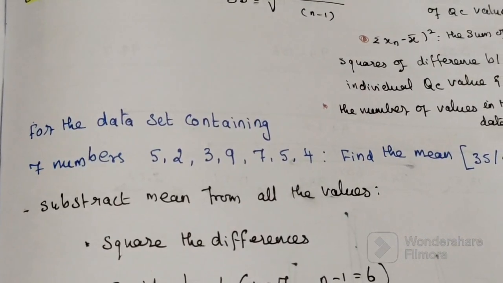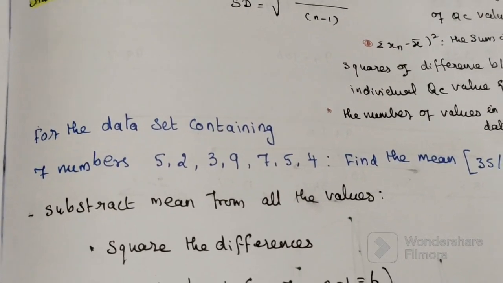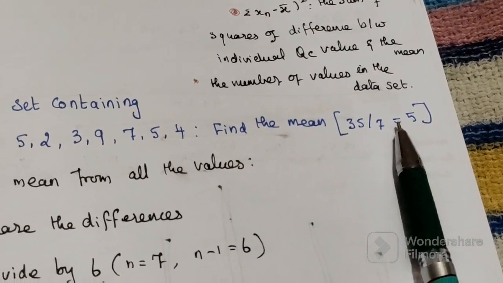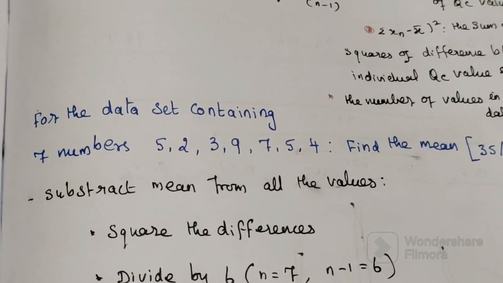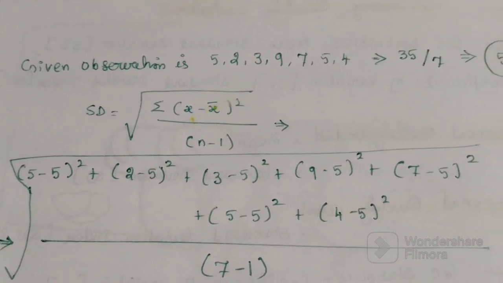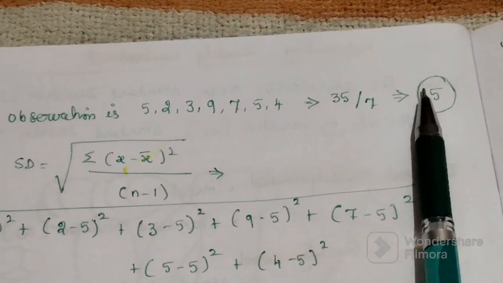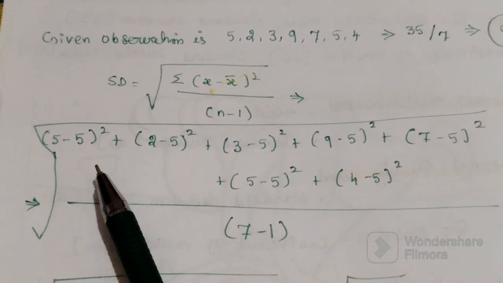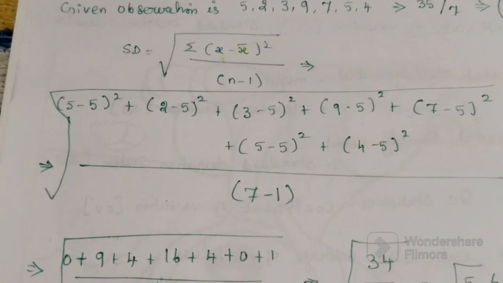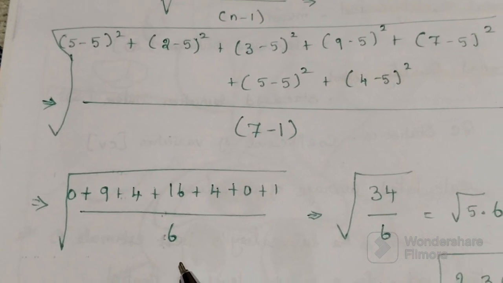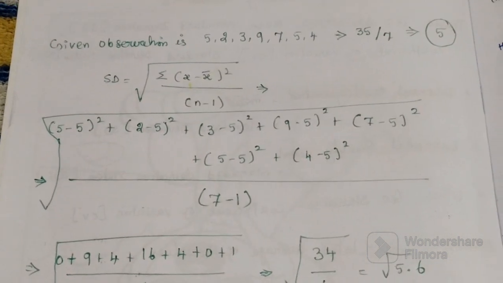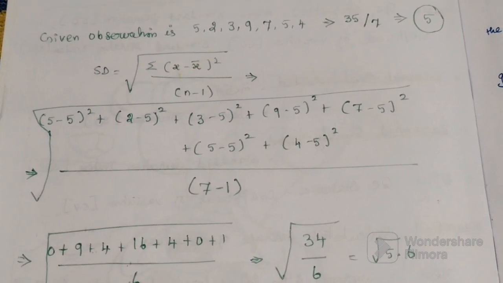For the data set containing these 7 numbers, we already found the mean, 5. So how can we find the standard deviation? These are the given data, and this one is the mean value. This is our formula. Here we want to square all the differences, then divide by 6, then take the square root. This is the method to find the SD value.